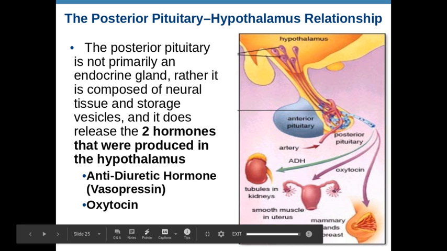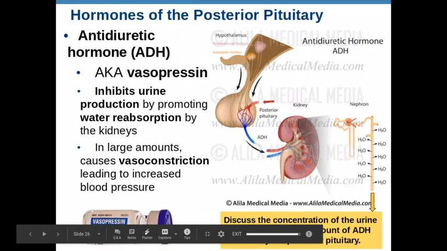The other hormone that the hypothalamus produces that is stored in the posterior pituitary is oxytocin, and we'll be talking about that probably tomorrow. Okay. So let's take a look at antidiuretic hormone. Basically, we know that diuresis means urine production. And so when we say anti-diuresis, we're talking about a reduction in the production of urine. The way it does this, you can see here on the screen, is that it inhibits urine production by promoting water reabsorption by the kidneys.